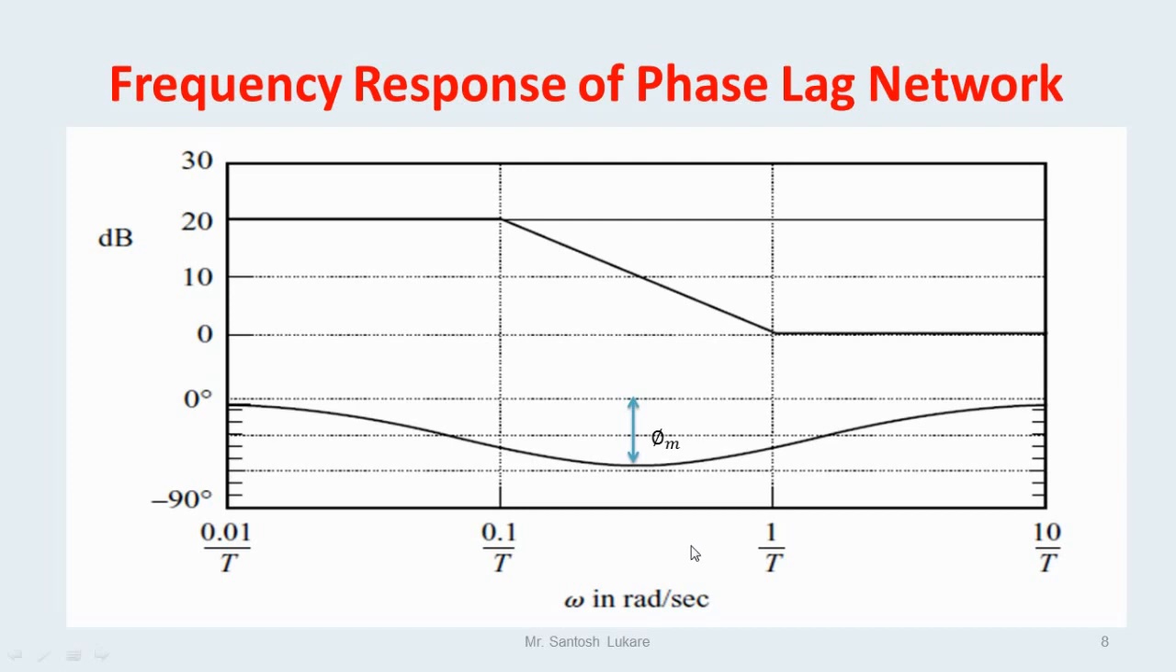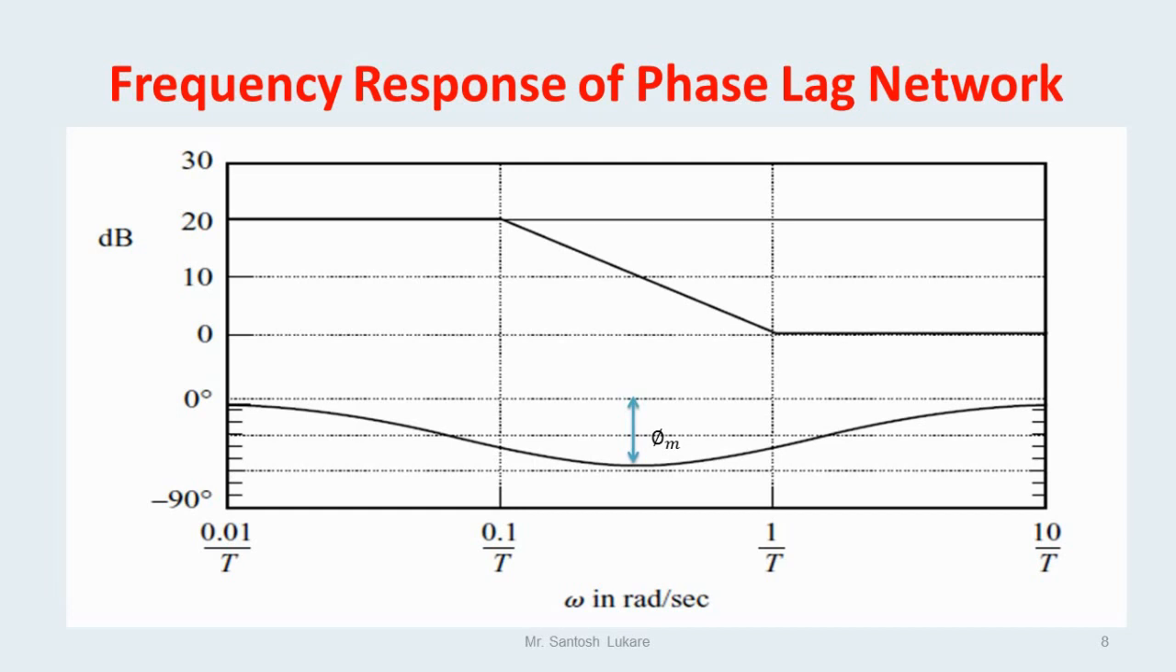So from this Bode plot, or you can say from the frequency response plot, it is observed that the phase lag network is a low pass filter, and we can use this phase lag network in order to improve the steady state response of the closed loop system for the applied step input.